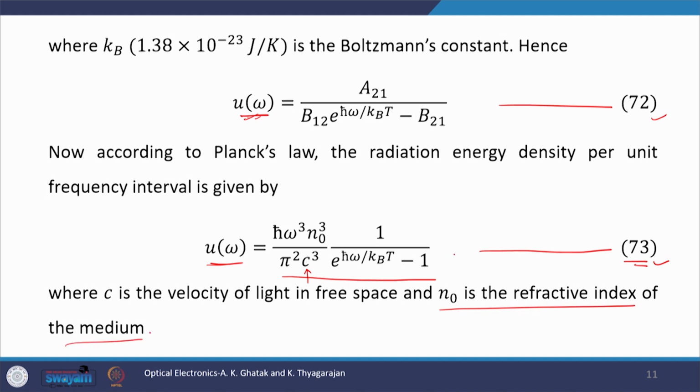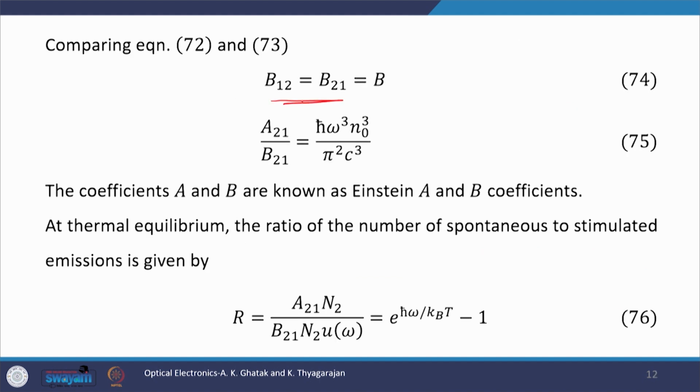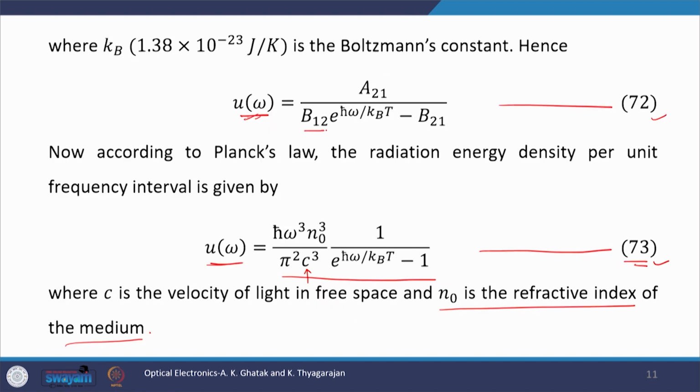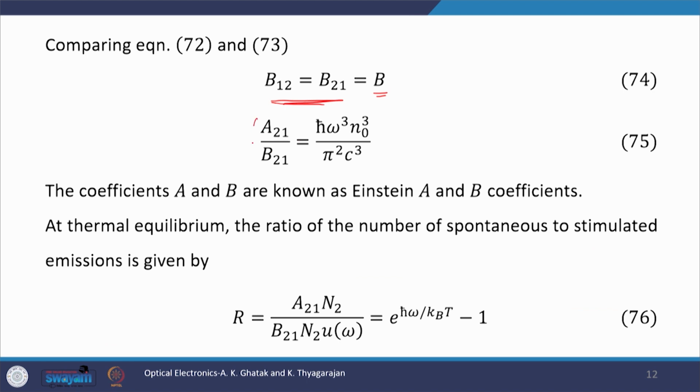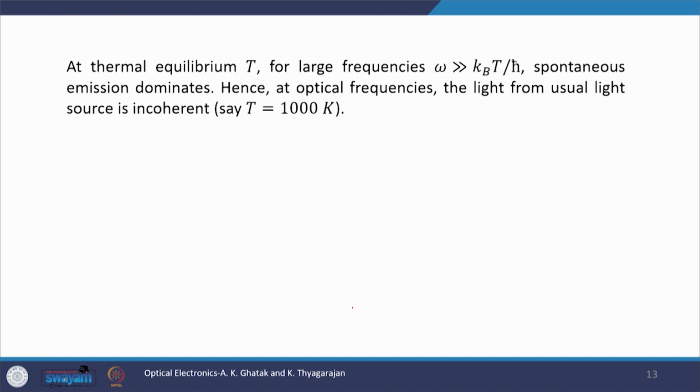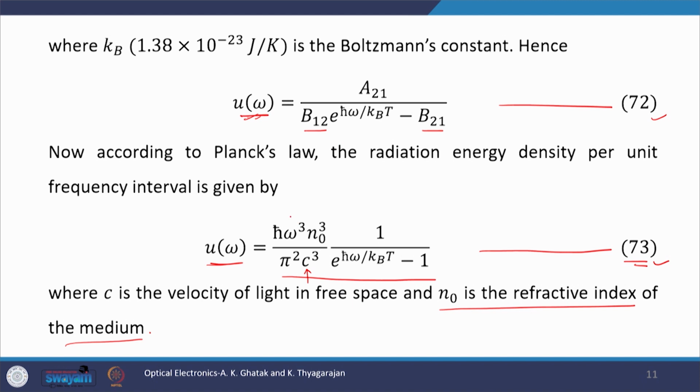Now, if you compare equations number 72 and 73, then we see that B12 must be equal to B21, and let us say that this is equal to B only. Now, if you assume that B12 is equal to B21, then we can take this out of this bracket, and then we will have this term, which would be equal to h cross omega cube n naught cube by pi square c cube, which is the term which appears in equation number 73 here.